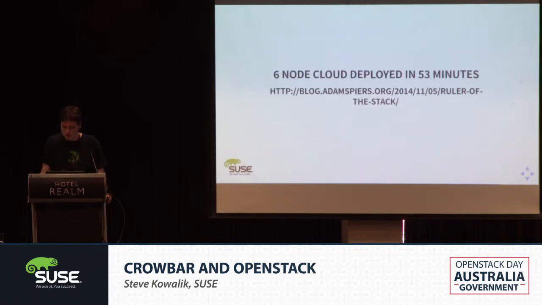So in Paris, two of my colleagues used Crowbar to deploy a 4-node HA OpenStack cloud in just under an hour. They deployed 2 admin nodes for Crowbar, one as a standby, and 2 controllers running the API service and the database, and 2 compute nodes. I believe no one else in that particular competition managed to finish a deploy, but I'm not certain.